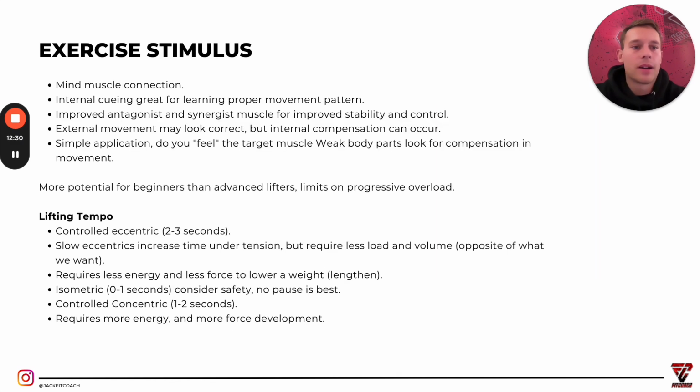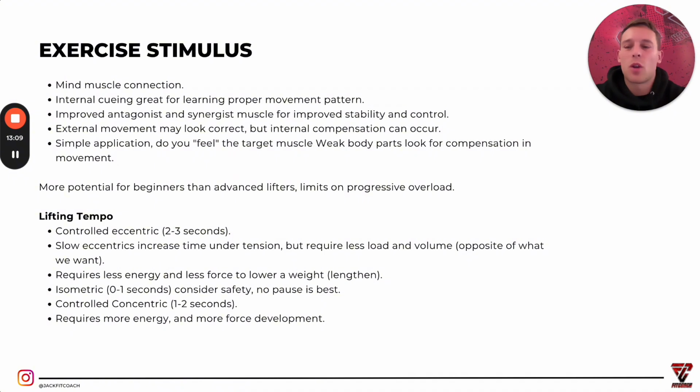Finally, looking at exercise stimulus. When we discuss exercise stimulus, the mind-muscle connection plays a crucial role. Internal cueing is particularly effective for beginners as it helps with learning proper motor patterns, enhancing the activation of antagonistic and synergistic muscles, and thereby improving your stability and your control. While the external movement may appear correct, internal compensation can occur, meaning the target muscle might not be adequately stimulated.